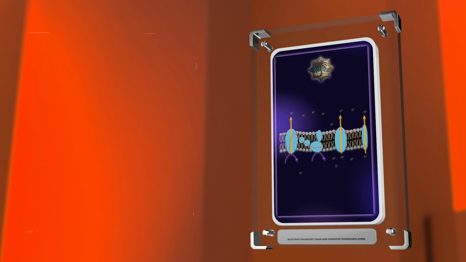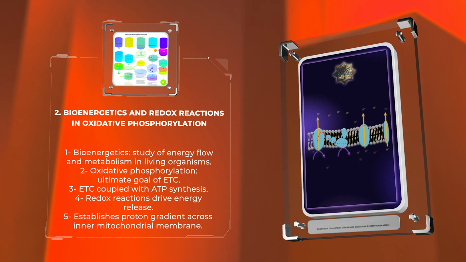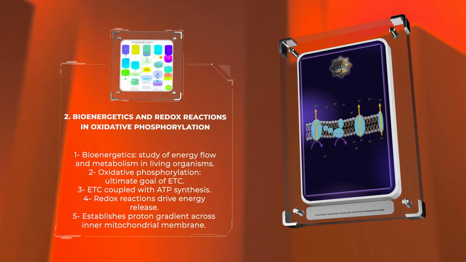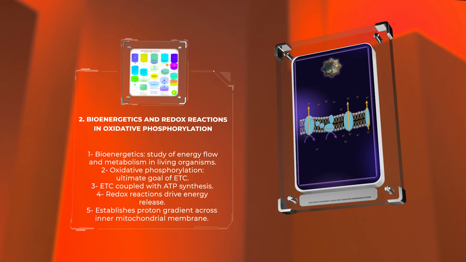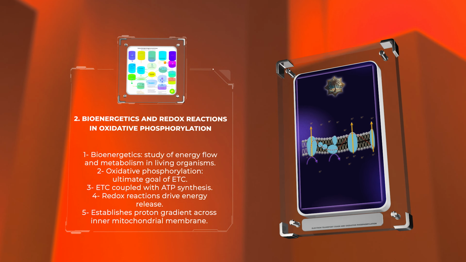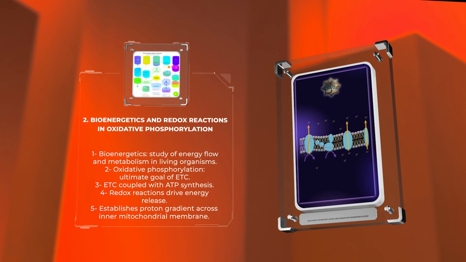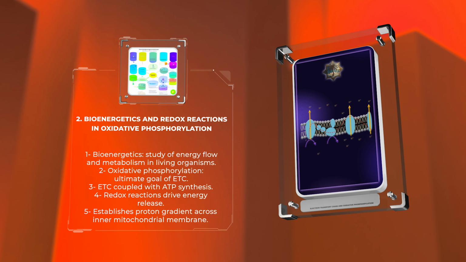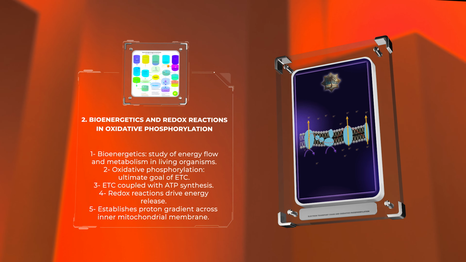Bioenergetics refers to the study of energy flow and metabolism within living organisms. Oxidative phosphorylation, the ultimate goal of the ETC, involves the coupling of electron transport with ATP synthesis. This process is driven by redox reactions, where electrons are transferred between electron carriers, causing a change in their oxidation states. During this process, energy is released and utilized to establish a proton gradient across the inner mitochondrial membrane.